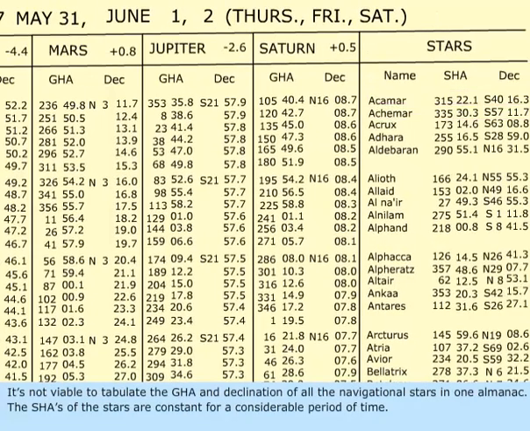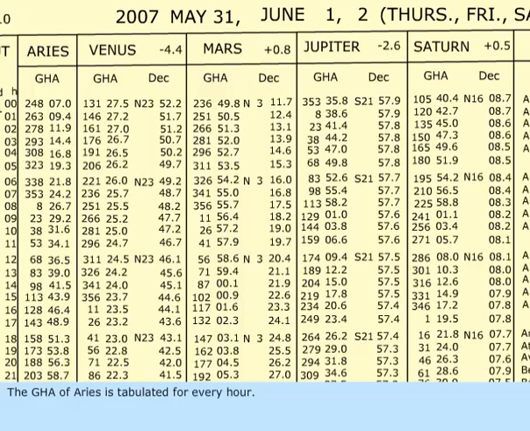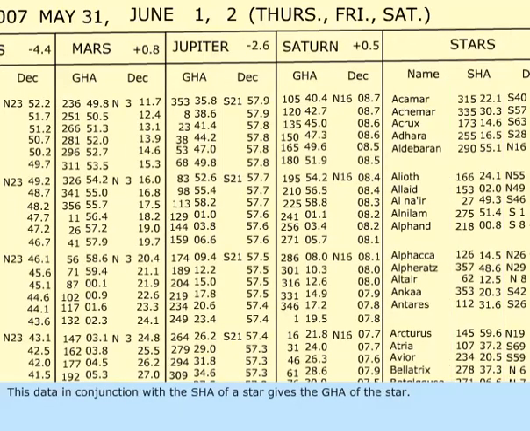It's not viable to tabulate the GHA and declination of all the navigational stars in one almanac. The SHAs of the stars are constant for a considerable period of time. The GHA of Aries is tabulated for every hour. This data, in conjunction with the SHA of a star, gives the GHA of the star.